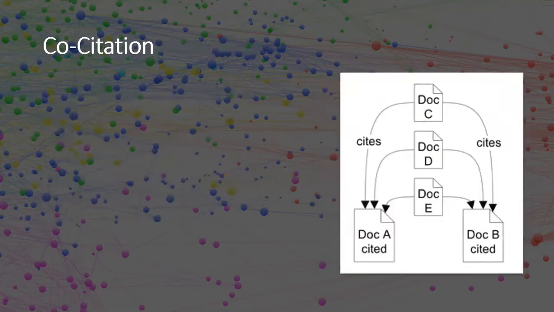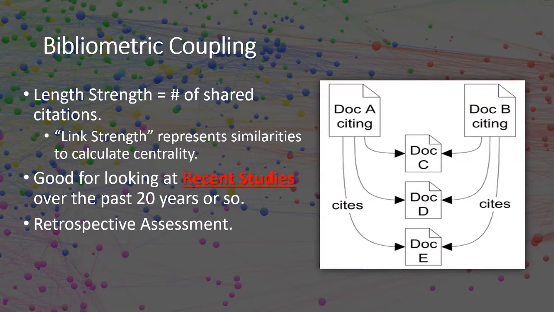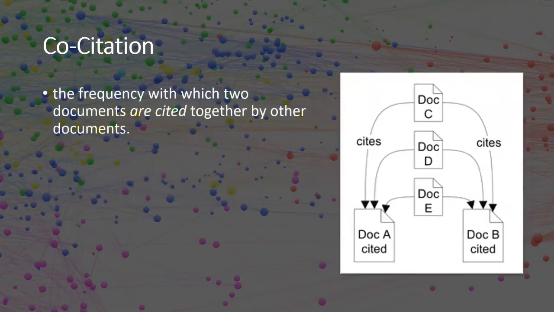This is the inverse of co-citation. Notice that it flips the direction here. It's the frequency of two documents being cited together by another document. So documents C, D, and E all cite A and B, and as a result, documents A and B share a link strength of 3.